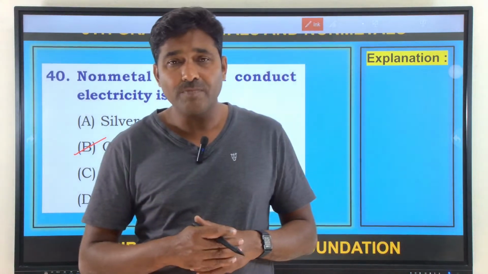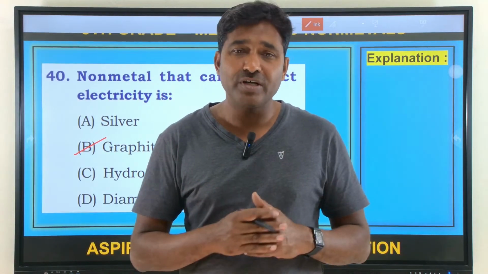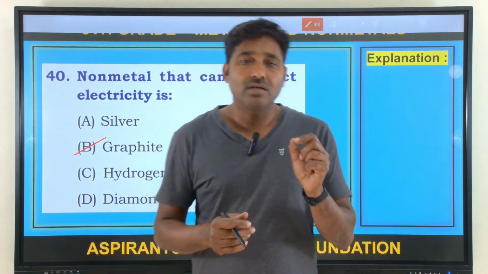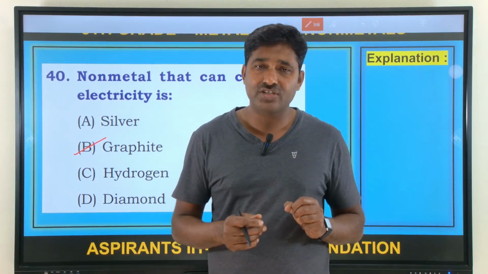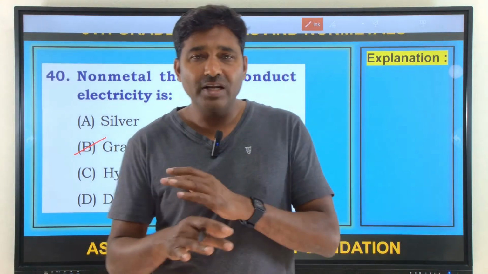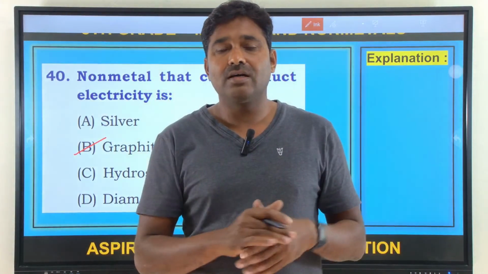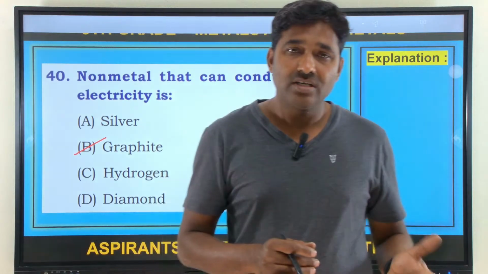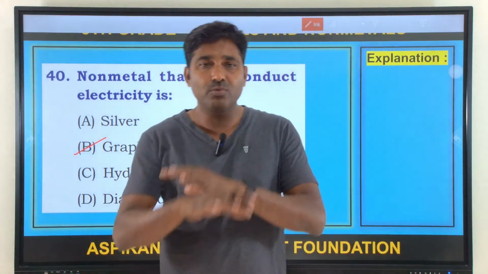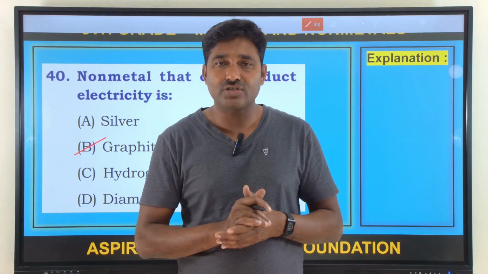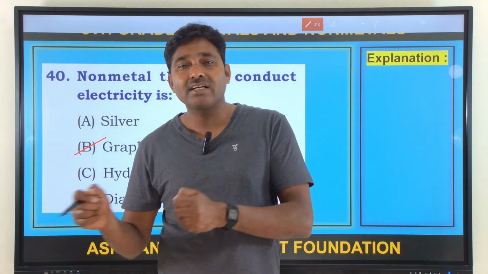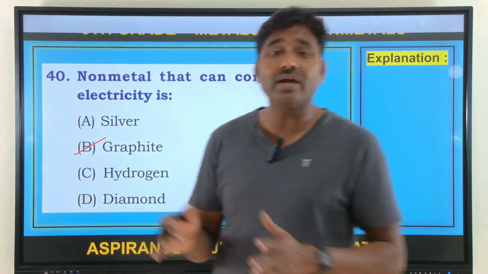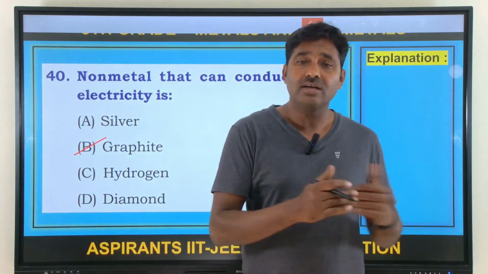Why? Because in graphite we observe sp2 hybridization. In each carbon one free electron is associated. These free electrons move freely in the graphite crystal structure, so they are called delocalized electrons. These delocalized electrons move freely in the graphite crystal structure and act as charge carriers and conduct electricity. So this is the reason why graphite acts as an electrical conductor.